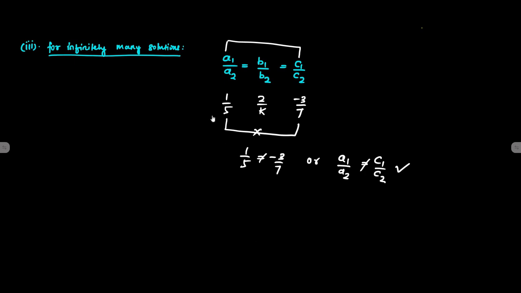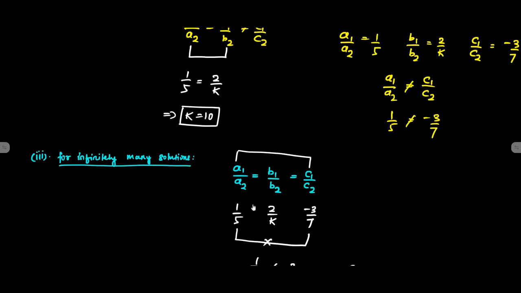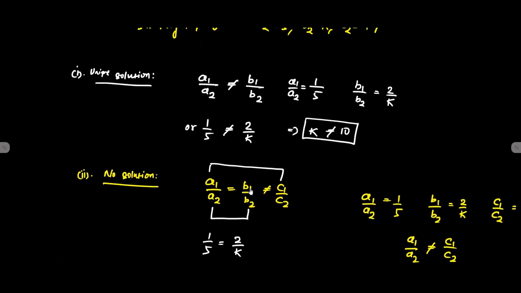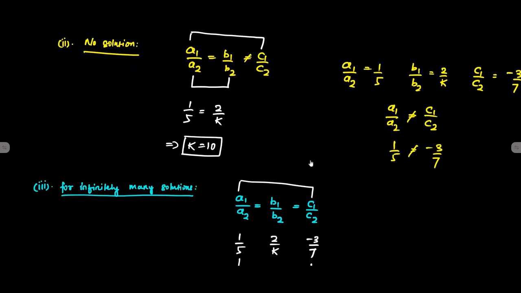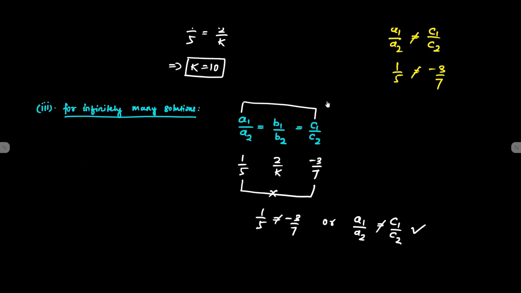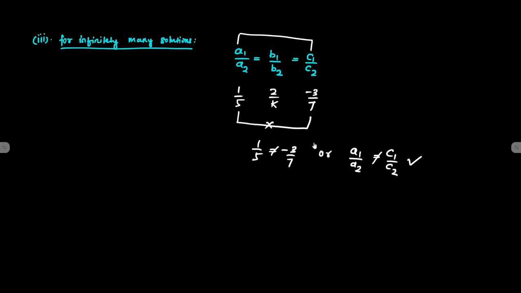So here we have evaluated the three cases. For a unique solution, K should not be equal to 10. For no solution, K should be equal to 10. And for infinitely many solutions, there is no value of K for which the given condition can be satisfied.